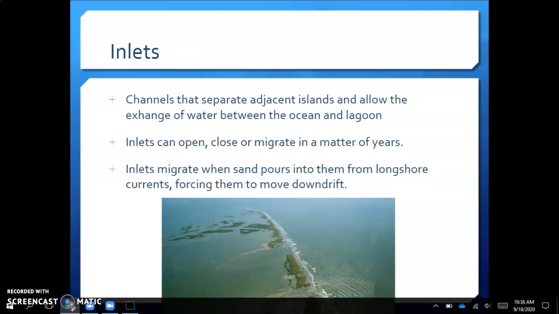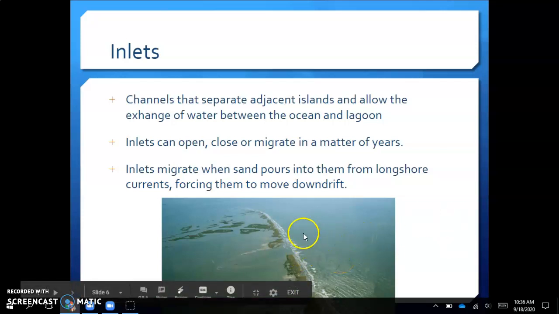So again, the inlet is just channels that separate adjacent islands and allow the exchange of water between the ocean and the lagoon. So inlets can open, close, or migrate in just a matter of years. So barrier islands are subject to change, and they can change very quickly. So these inlets will migrate when sand pours into them from longshore currents, forcing them to move down drift. So basically, a longshore current is a current that moves parallel to the shore. So normally we think about currents moving in and out, but a longshore current will move parallel.